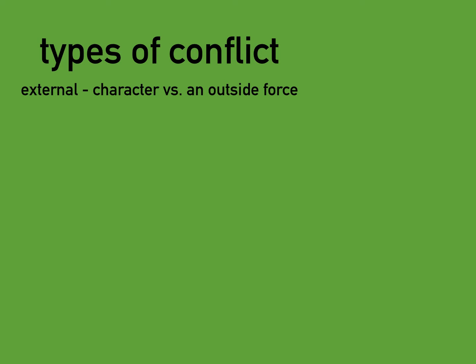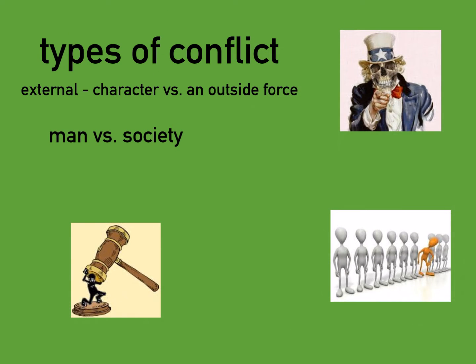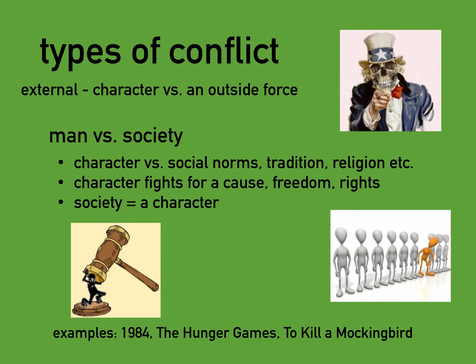The next type of conflict is man versus society. This is when a character struggles against social norms, laws, government, or tradition. The character may be fighting for rights or for a specific cause. Sometimes society is depicted as a character itself. Examples of character versus society conflicts include The Hunger Games, 1984, and To Kill a Mockingbird.